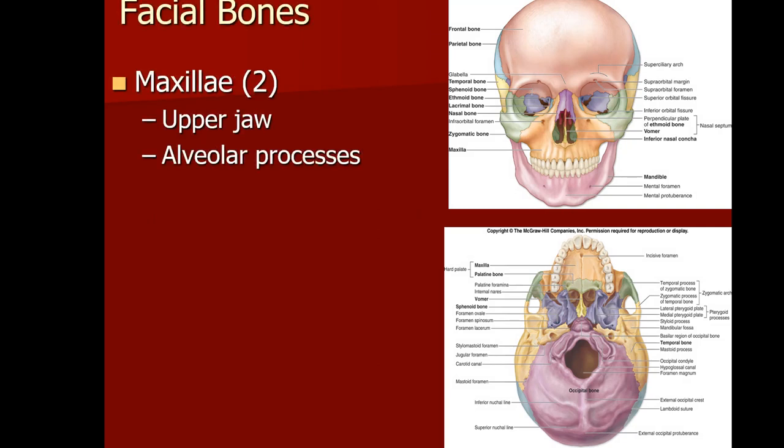And the maxilla, even though it looks like one, is considered two bones. Here and here, this is your upper jawbone. And the only really notable markings here are these little grooves right here. You have sockets that allow your teeth to fit in. And these little bumps right here are called alveolar processes.